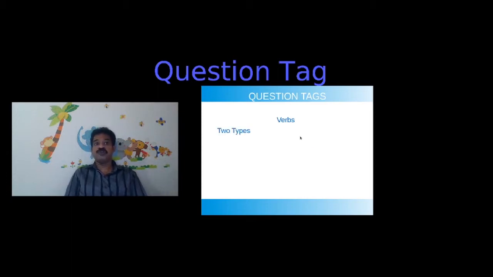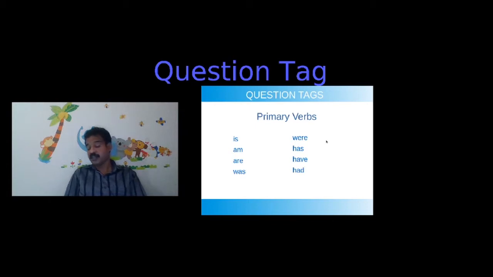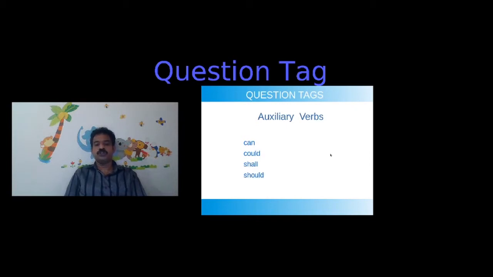The verb is of two types: primary verbs and auxiliary verbs. So what is a primary verb? Is, am, are, was, were, has, have, and had are the primary verbs. And what are auxiliary verbs? Can, could, shall, should, will, would, may, might, must. These are some of the auxiliary words you find in a sentence. And the last one is the use of pronoun.